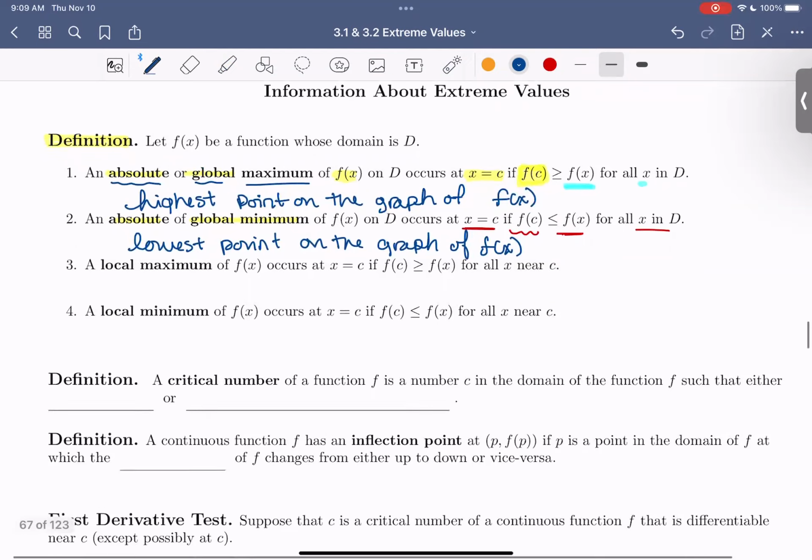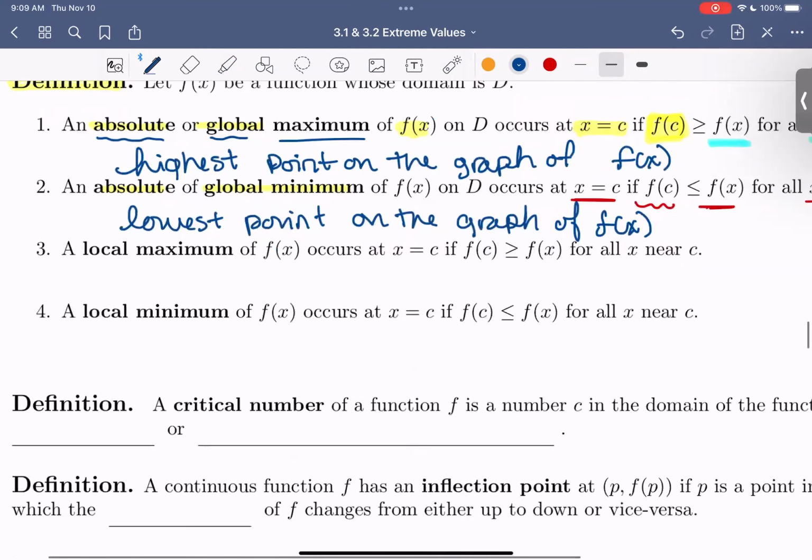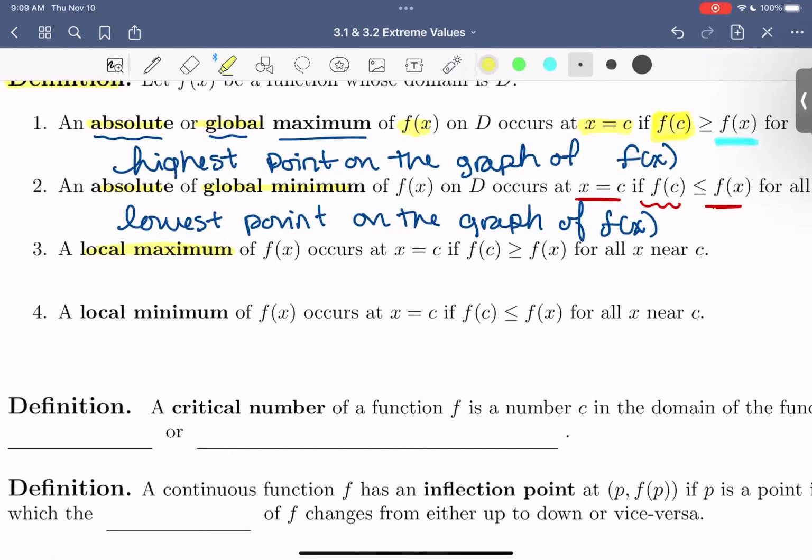We also have a notion of a local maximum and minimum. So a local maximum of f of x occurs at a point x equal to C if f of C, rather, that output value at C, is larger than any output value for x near C.